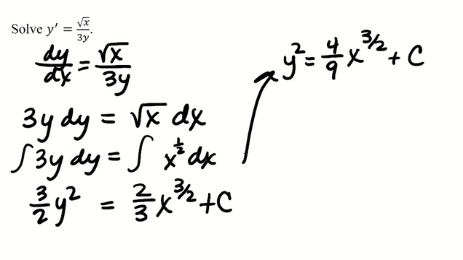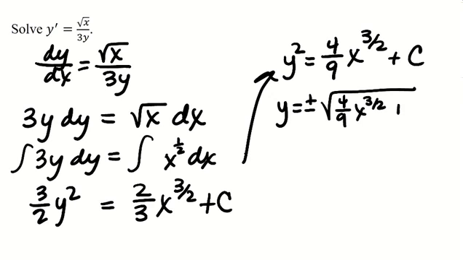If you wanted it to be the same as it was before, you would need to change the earlier constant by making it, I believe, 3/2 of what it originally was. And then that means that y is going to be equal to plus or minus the square root of 4/9 x to the 3/2 plus c. But not all of these are going to have y in the denominator so nicely. These are just some basic ones to get us going.